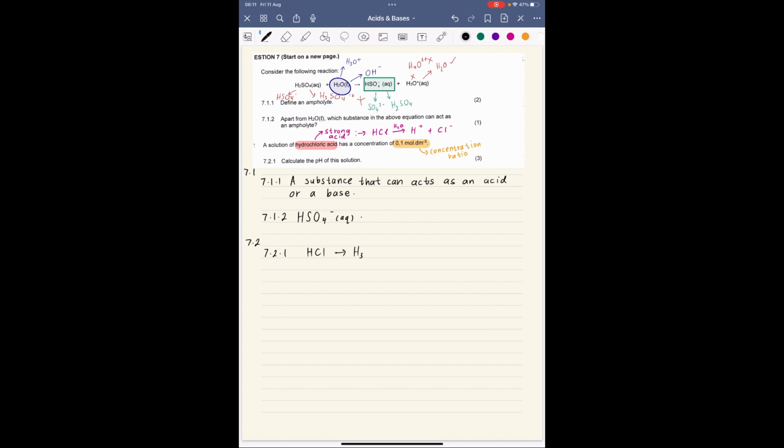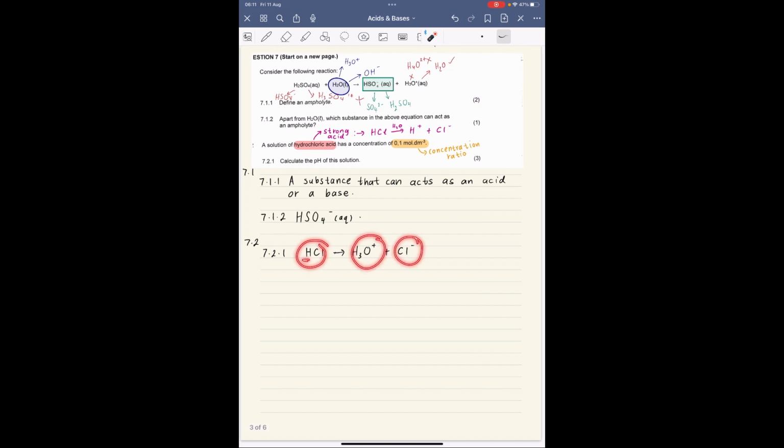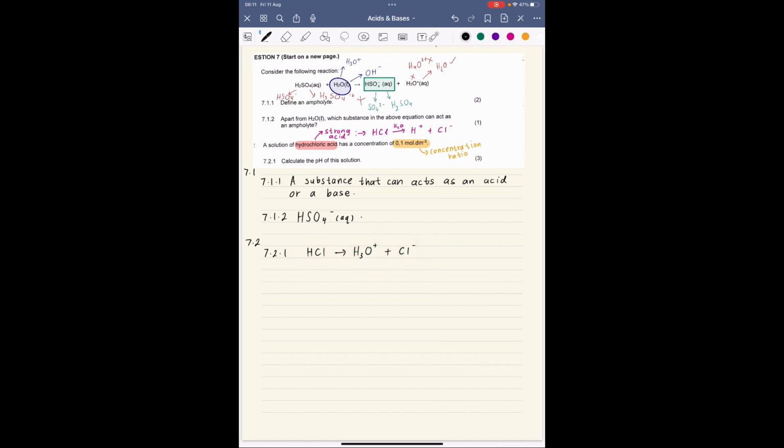We're going to say that it dissociates. Remember, you can write H3O+ or you can write H+. So H3O+ and Cl-. So it dissociates like that. It dissociates completely. So I can imagine that all of my HCl becomes this and this. So there's nothing of this left anymore. That's the definition. Now let's look at our formula.